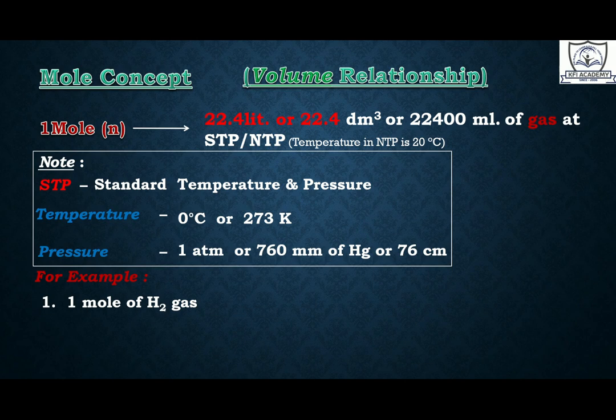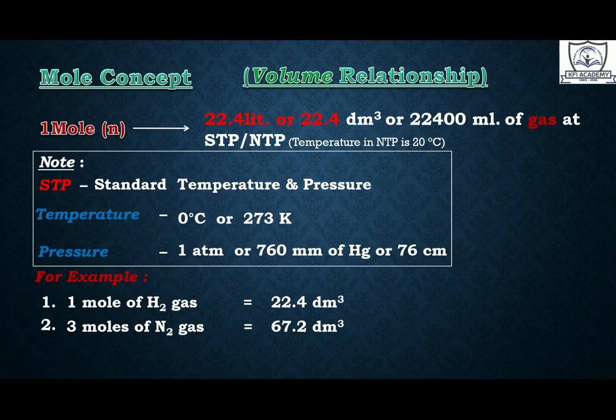So 1 mole of H2 gas occupies 22.4 liters or 22.4 decimeter cube or 22,400 ml. In case of 3 moles of N2 gas, 3 into 22.4 is 67.2 liters. That's it. That is the relationship between mole and volume.